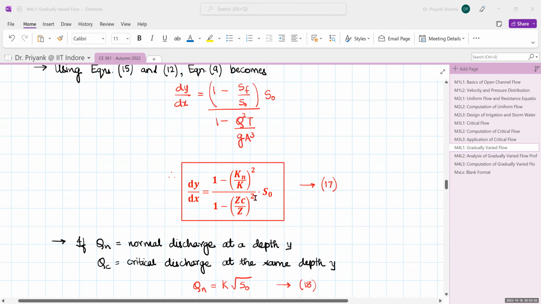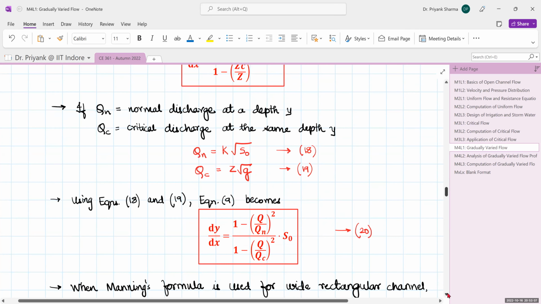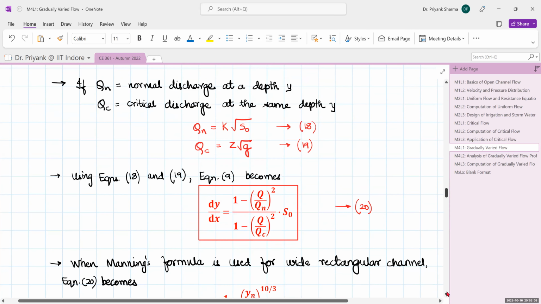So now let us move on to discharge. We have Qn as a normal discharge at depth y, and Qc is a critical discharge at the same depth y. So your Qn becomes K under root S naught and Qc becomes Z under root g. So using these equations 18 and 19, our equation 9 becomes dy by dx is equal to 1 minus Q upon Qn the whole square divided by 1 minus Q upon Qc the whole square into S naught.